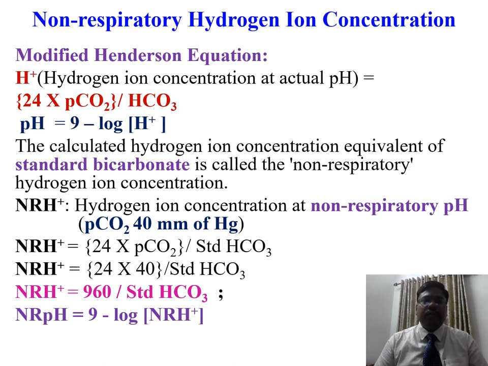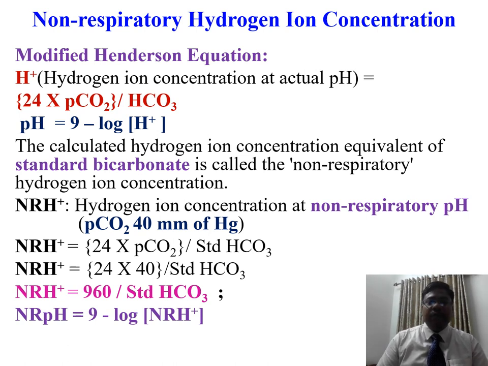Using the modified Henderson equation, we can calculate bicarbonate. So H plus is equal to 24 into PCO2 divided by bicarbonate, and already we know the relation pH is equal to 9 minus log of H plus. So this is calculated with H plus and bicarbonate.